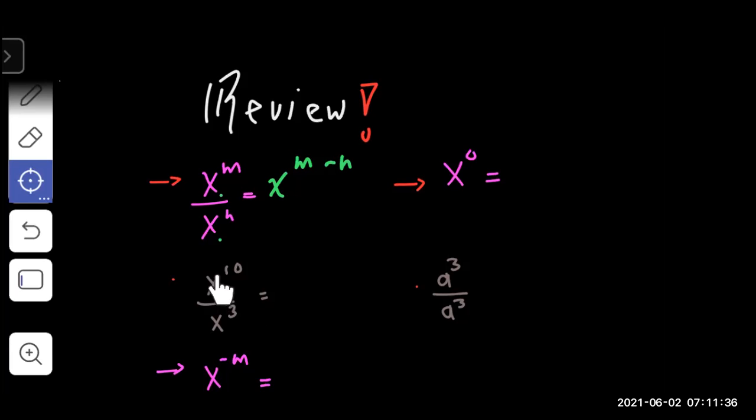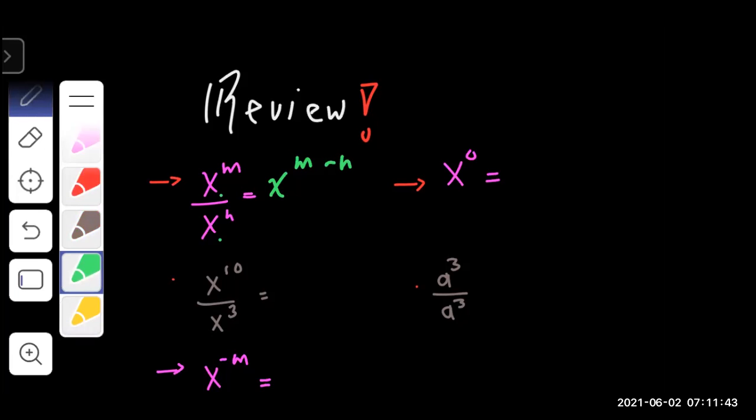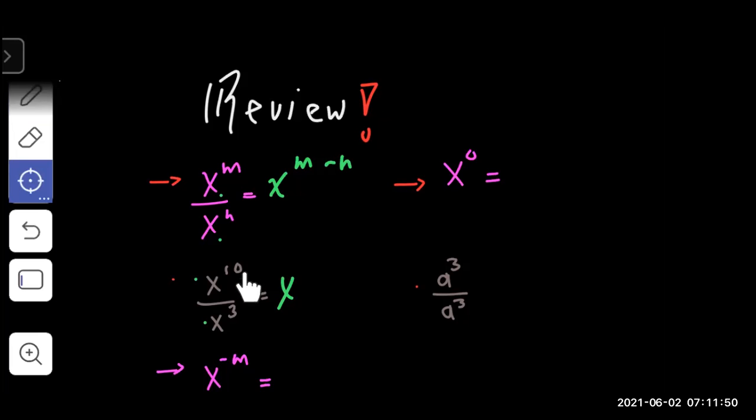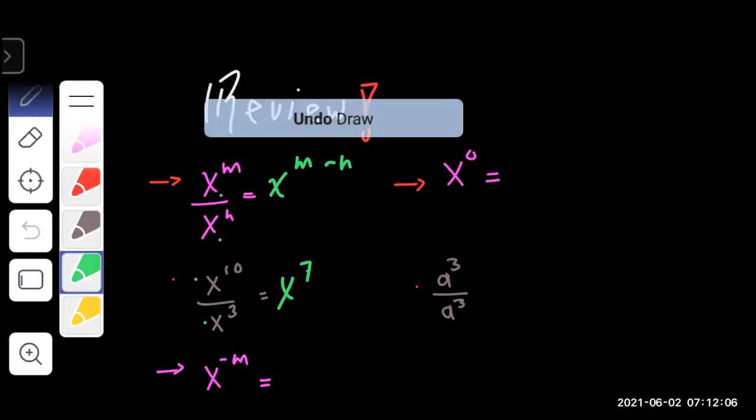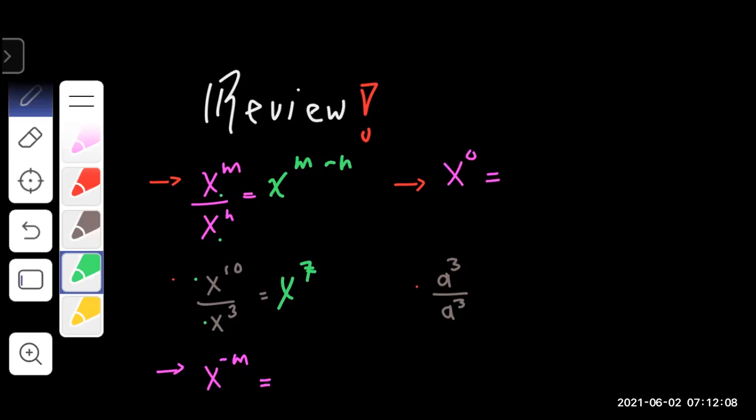You said, I have the same base, so I don't need to have the same variable repeated. So I'm going to simplify. I'm going to copy the base, x, and subtract the exponents, 10 minus 3. You can do it at once, copy 10 minus 3 and then simplify, but if you can do it mentally, it's even easier. 10 minus 3? 7. Correct. X to the 7th power. And that is how you simplify this.